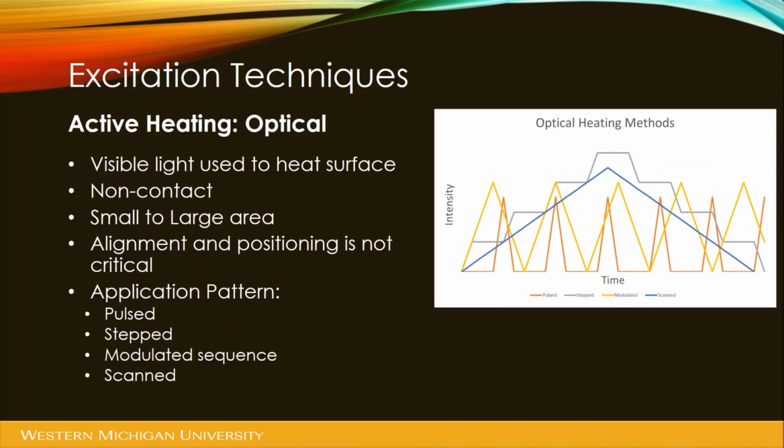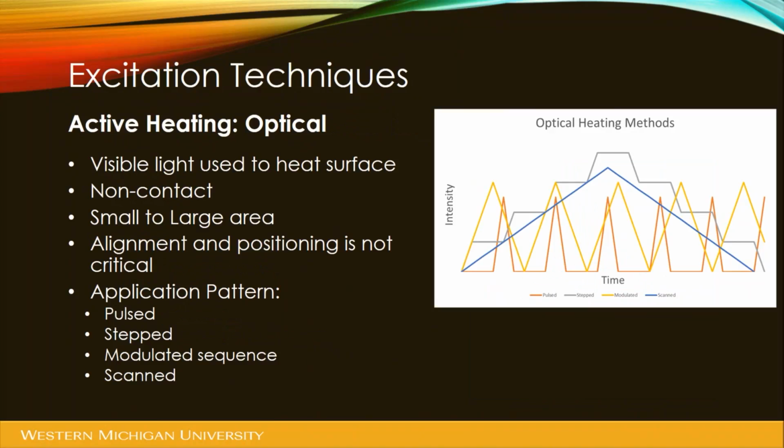Here's some of those different optical techniques and what they mean. So optical is nice because we use visible light. When visible light hits certain materials, it becomes heat. Right? It puts heat into the object, it absorbs that energy, and then that energy is given back off as infrared radiation or heat.